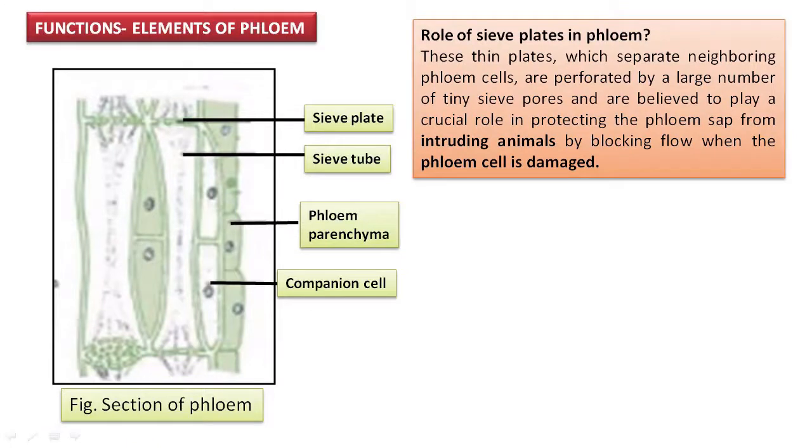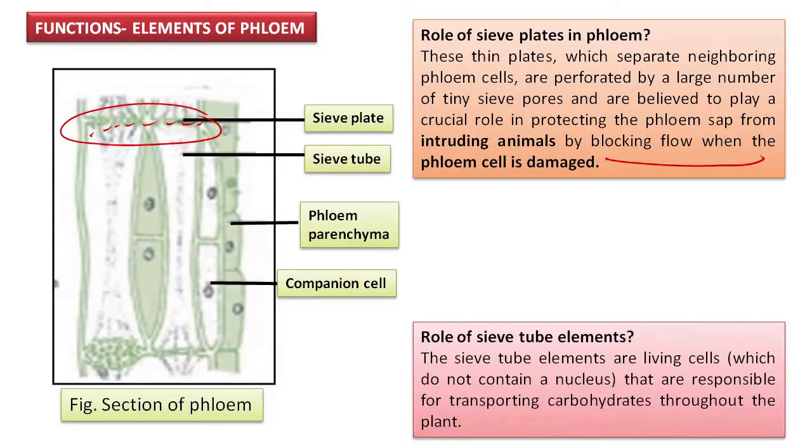So what is the role of sieve plates in phloem? These are the sieve plates. These thin plates which separate neighboring phloem cells are perforated by a large number of tiny sieve pores, and are believed to play a crucial role in protecting the phloem from intruding animals by blocking flow when a phloem cell is damaged. Role of sieve tube elements: the sieve tubes are living cells and they are responsible for transporting carbohydrates throughout the plant.